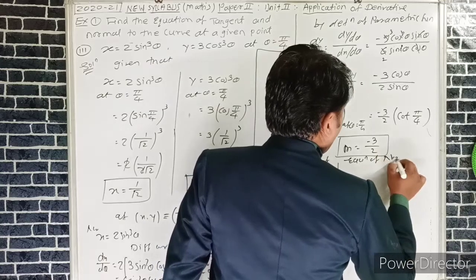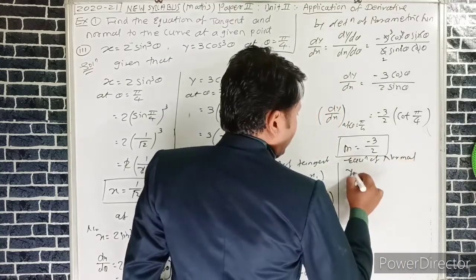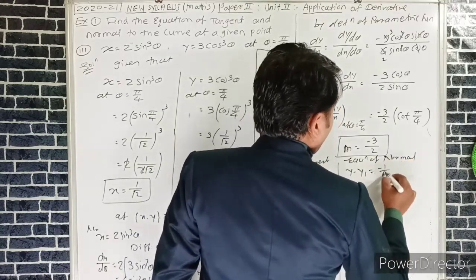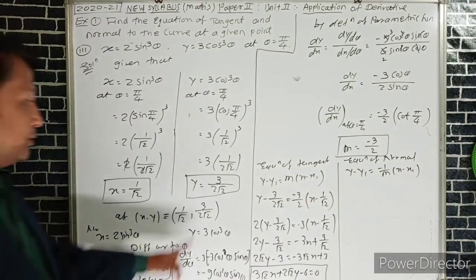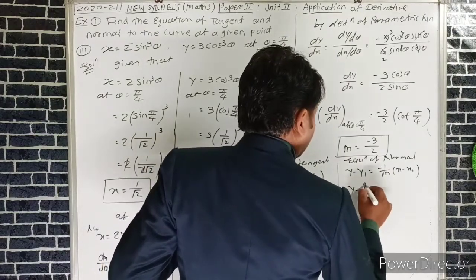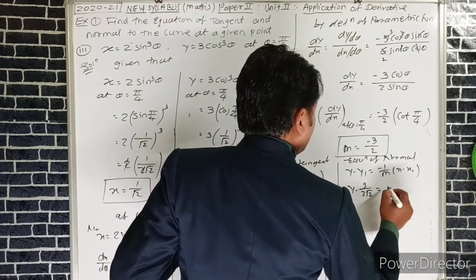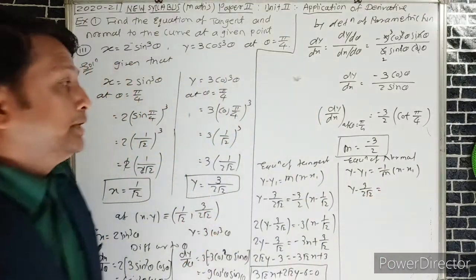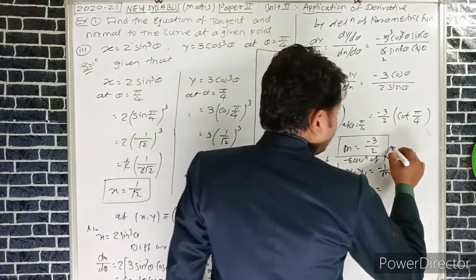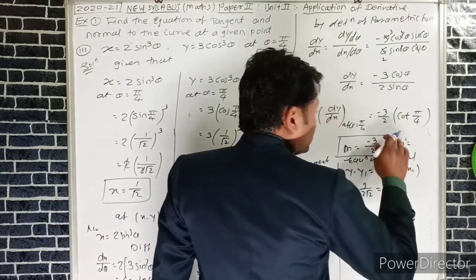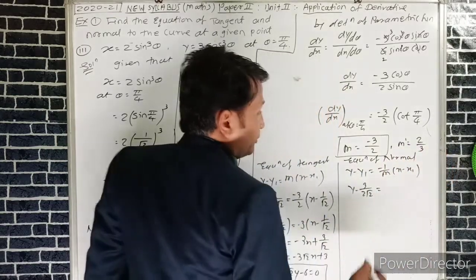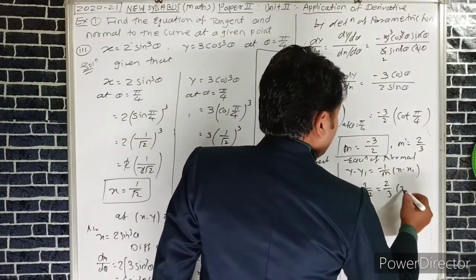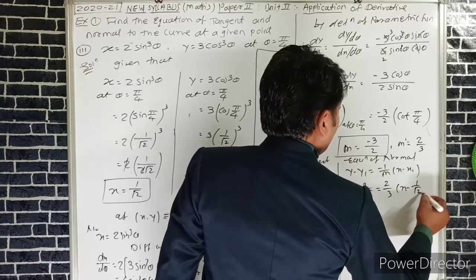Again we have to find the equation of normal, which means y minus y1 is equal to minus 1 upon m into (x minus x1). So here the value of y1 is 3 upon 2 root 2, y minus 3 upon 2 root 2 is equal to minus 1 upon m, meaning m dash is minus 1 upon minus 3 by 2, which is 2 upon 3. We can write 2 by 3 into x minus x1, meaning 1 by root 2.